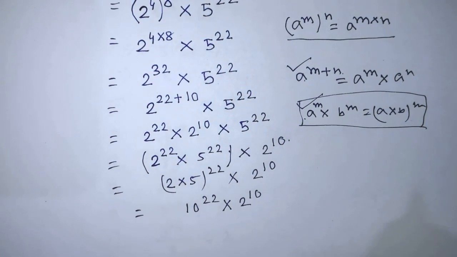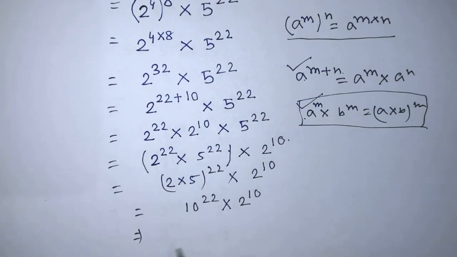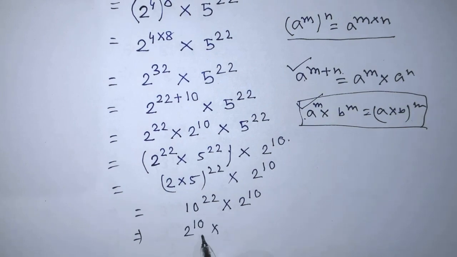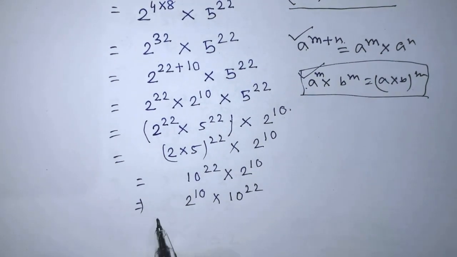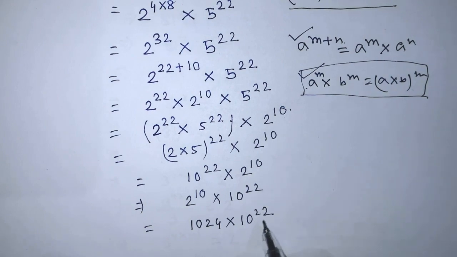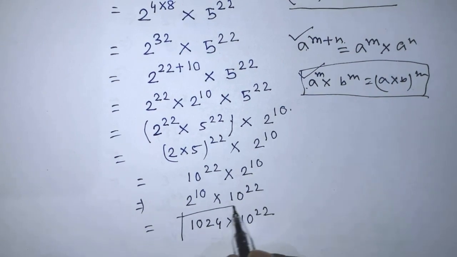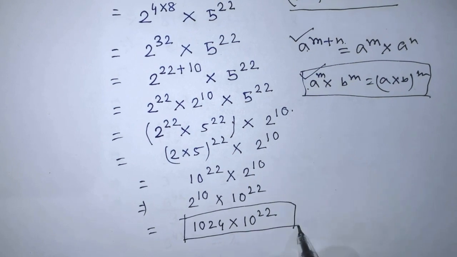So now we can write 2 to the power 10 multiplied by 10 to the power 22. 2 to the power 10 is 1024, multiplied by 10 to the power 22. So this is our final answer. Student, our answer is complete.